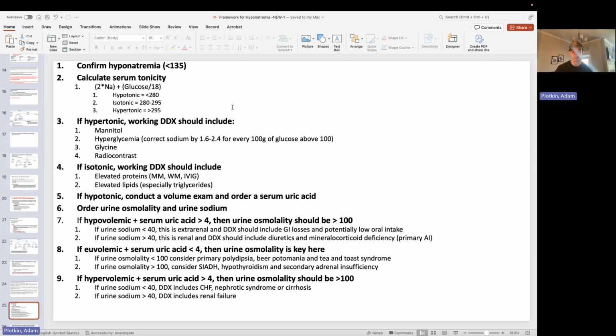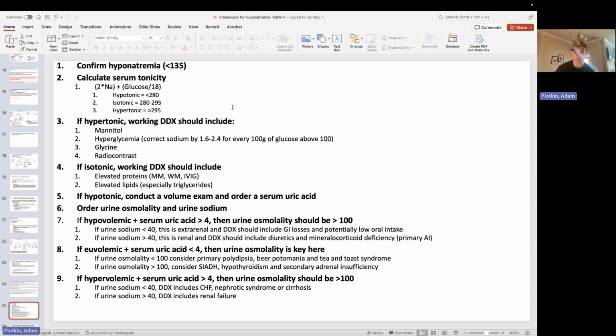All things we can consider. If they're hypervolemic on exam and their serum uric acid is greater than 4, then their urine osmolality should be greater than 100 because of a lack of forward effective blood flow. ADH is going to be stimulated. We're going to reabsorb all that water. A lot of my solutes stay in my kidney tubular system.